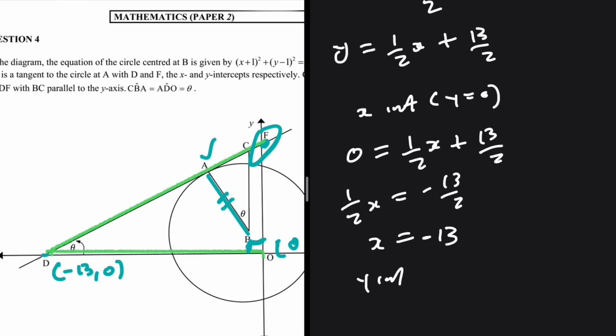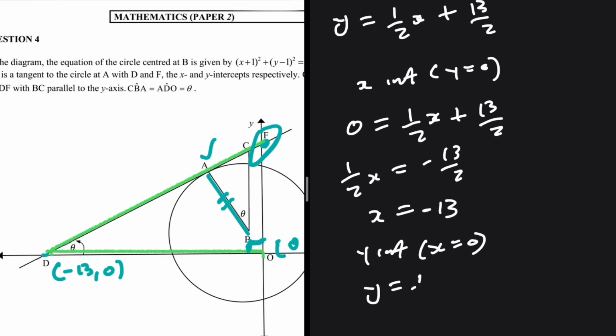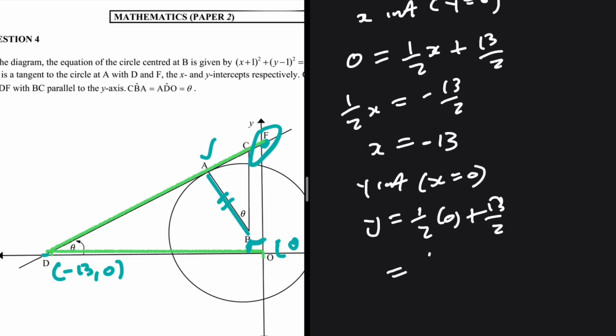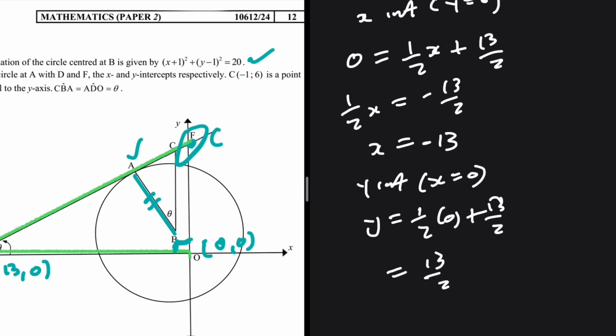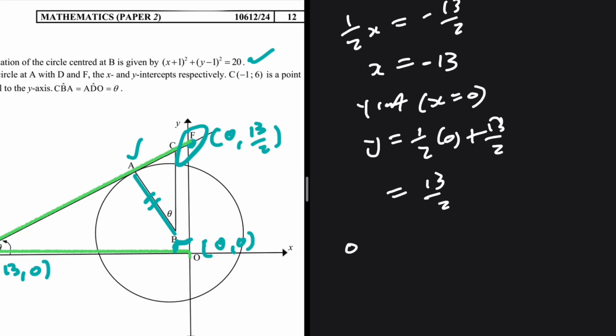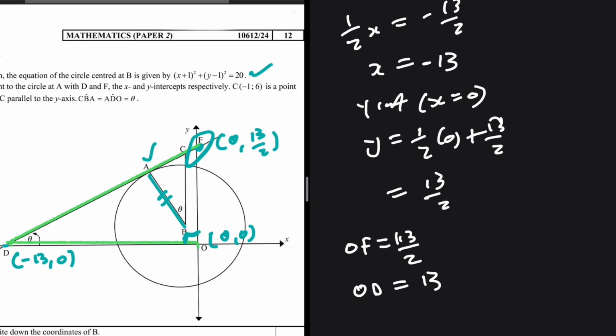And then when we find the y-intercept by letting x be equal to 0, then we get y being equal to a half multiplied by 0 plus 13/2. This is 6.5. Well, let me just say 13/2. I prefer 13/2 over that. So the coordinates of F, we have x being 0 and y being 13/2. So obviously OF is equal to 13/2, right? And then OD is equal to 13 units. We don't have negative distance, because distance is a scalar and not a vector.